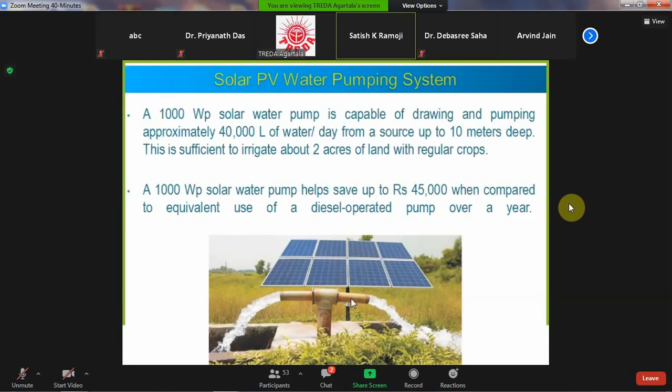So this is the water pump. This can be used in rural areas.